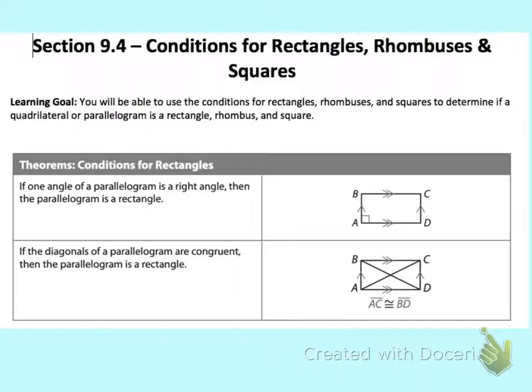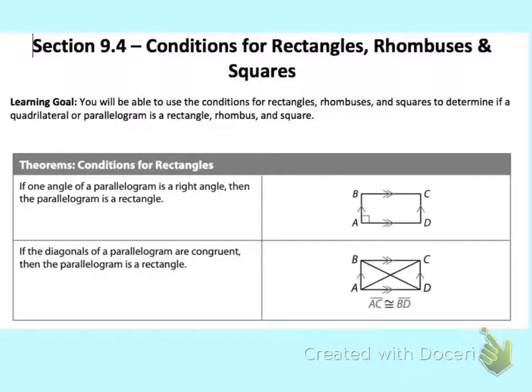This is Mrs. Brunk. Today we're going to be looking at the opposite lesson from the prior lesson, which was lesson 9.3, properties of rectangles, rhombuses, and squares. In today's lesson, we're going to learn what conditions a parallelogram would have to meet in order to be classified as a rectangle, a rhombus, or a square.